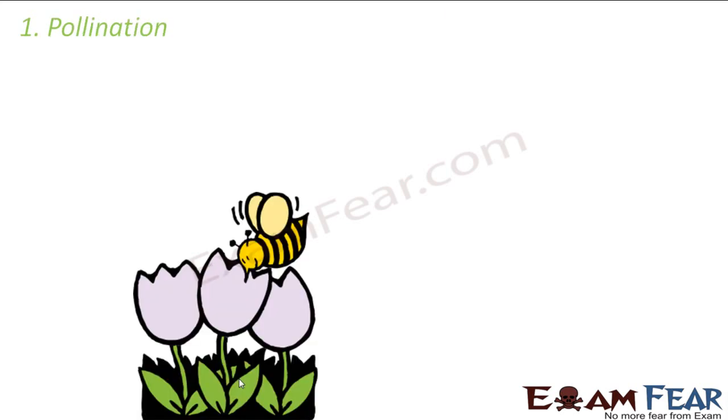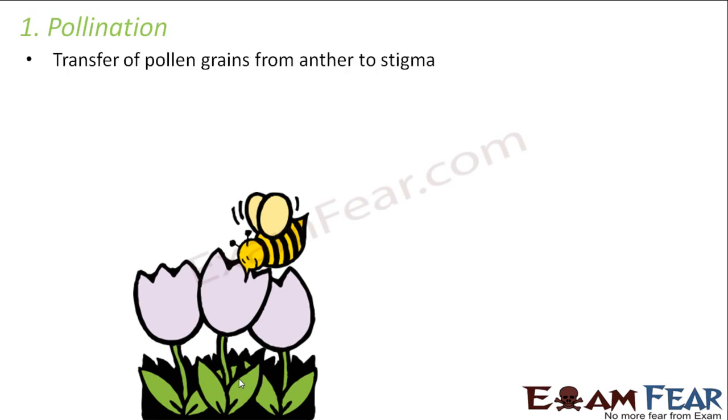So what is pollination? It is the process of transfer of pollen grains from anther to stigma. Where are the pollen grains present right now? These are the male gametes, present inside the male reproductive organ. Which is the male reproductive organ? It is the stamen. In the stamen, where are these present? These are present in the pollen sacs. And where are the pollen sacs present? In the anther. So these pollen grains need to be transferred from anther to the female reproductive organ, that is stigma.